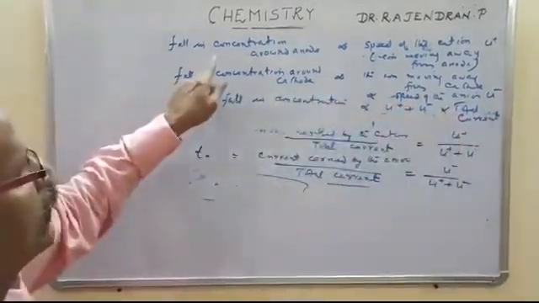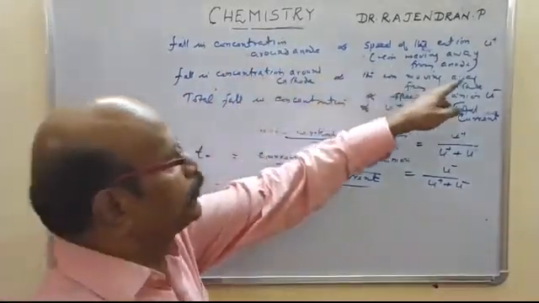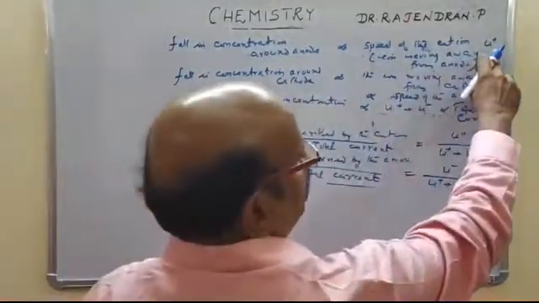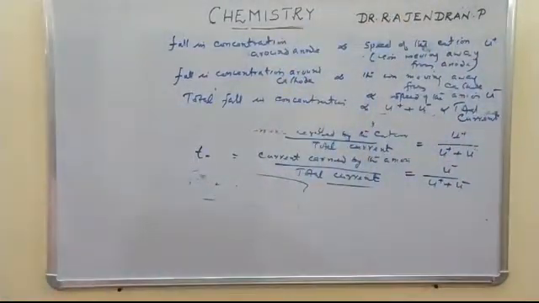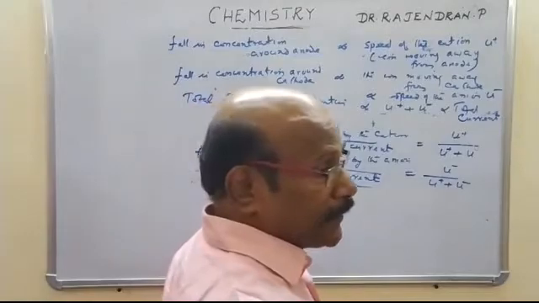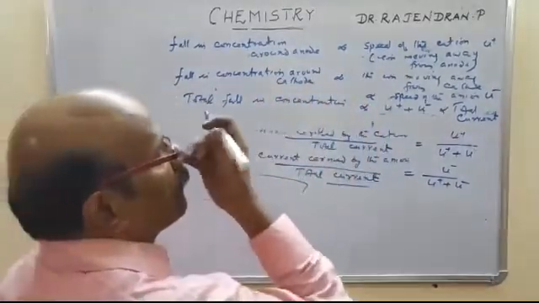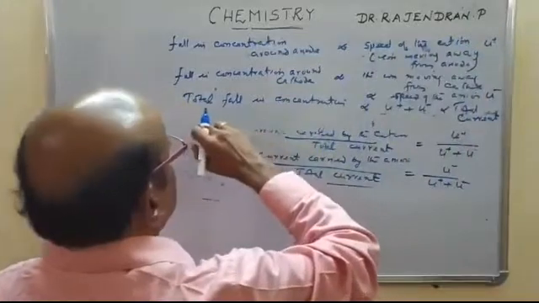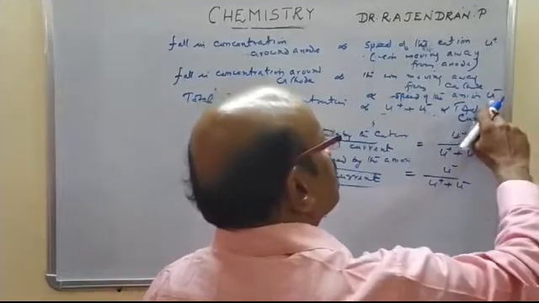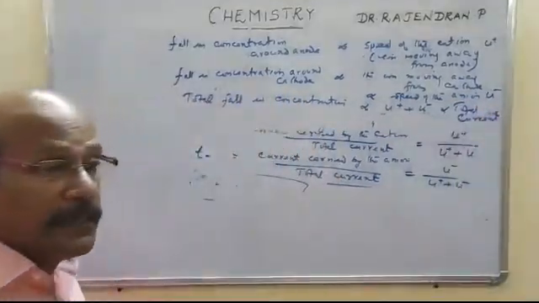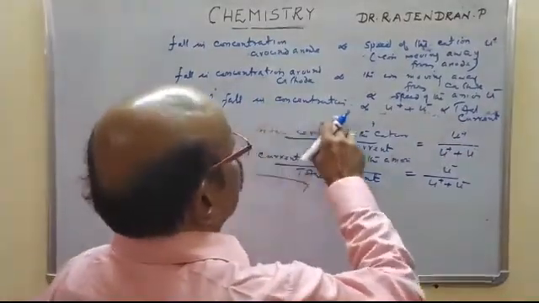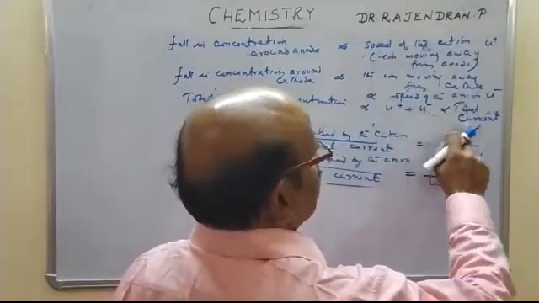And you know again, the falling concentration around the anode is proportional to U plus, that is proportional to the speed of the cation. That is the fraction of the current carried by the cation. Similarly, the falling concentration around the cathode is proportional to U minus, that is the fraction of the current carried by the anion. Therefore the total falling concentration is proportional to U plus plus U minus, the total current.